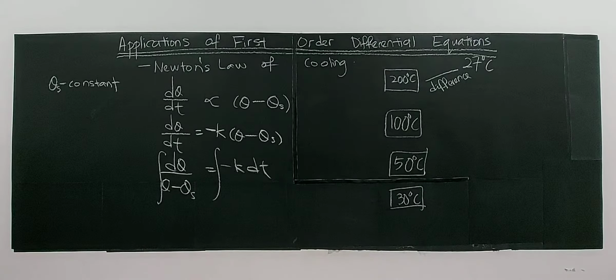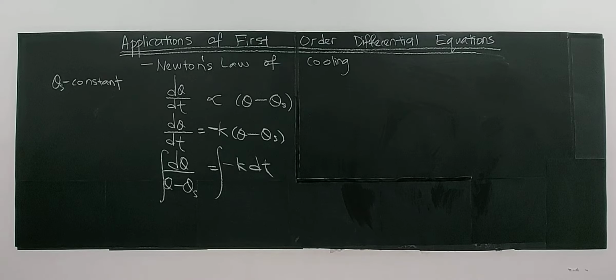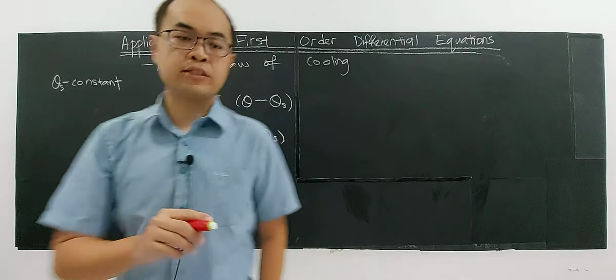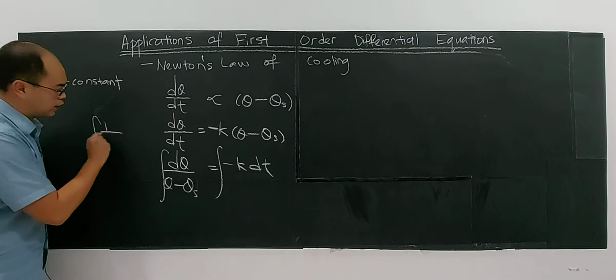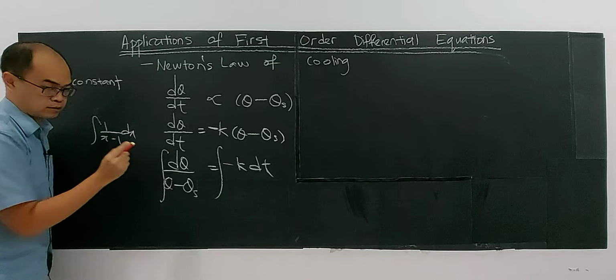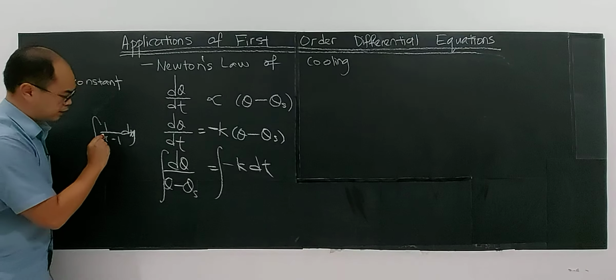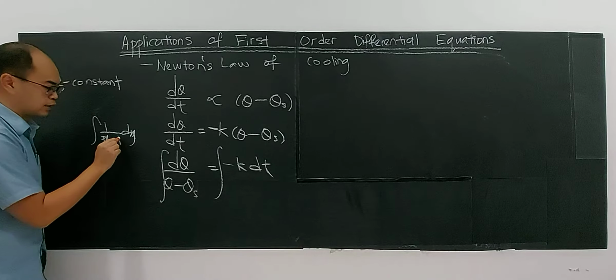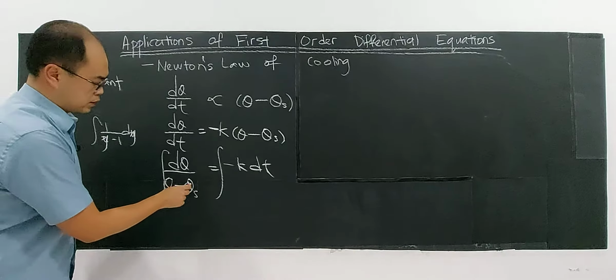Let's see how I derive the formula for Newton's law of cooling for the temperature. As this is a constant, this is just like integrating 1 over x minus 1 with respect to x, or dy over y minus a constant. So this is a constant.